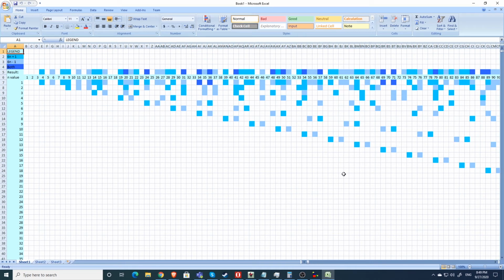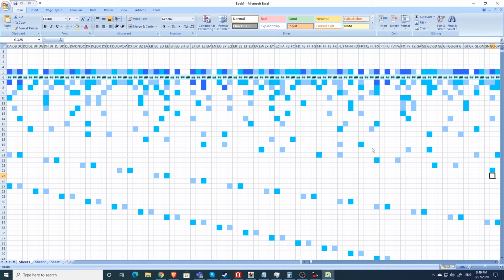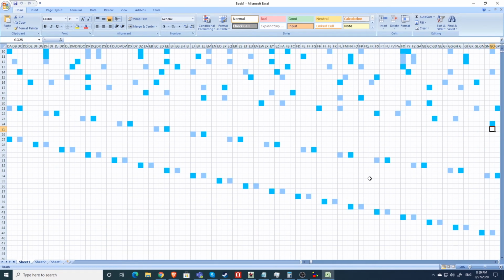And let me click down on here. If we scroll over, then you can see that there's more of those where we have like this pattern repeating as it goes down.